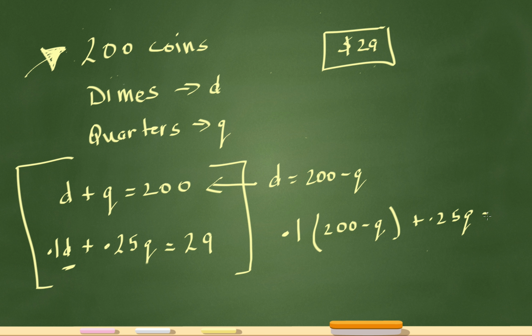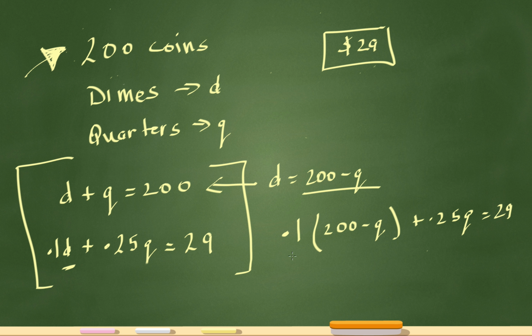Now the reason, again, to reiterate, that I solved for D here, see how it gave me 200 minus Q? Then I was able to plug that in, and now I'll be able to solve for Q. If I did it the other way around, I'd be solving for D first, and then I would plug it back in and solve for Q. So this is just a little bit of a time saver here.